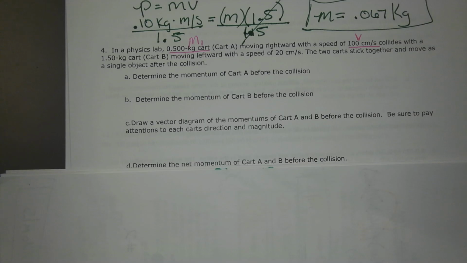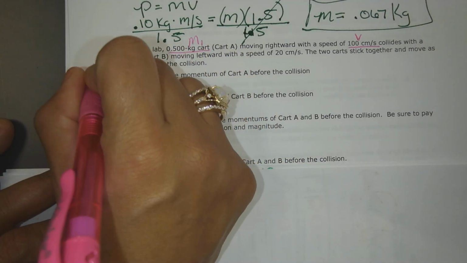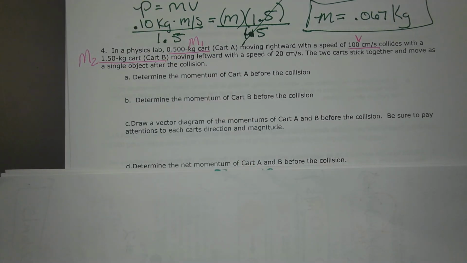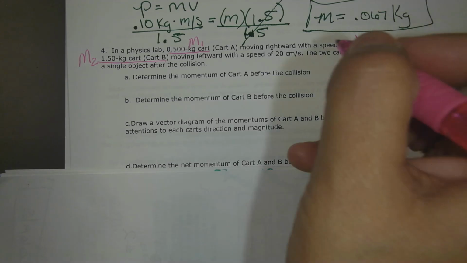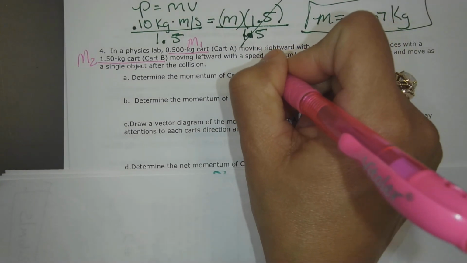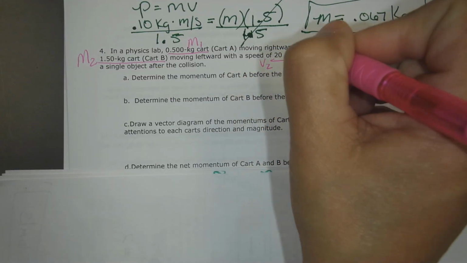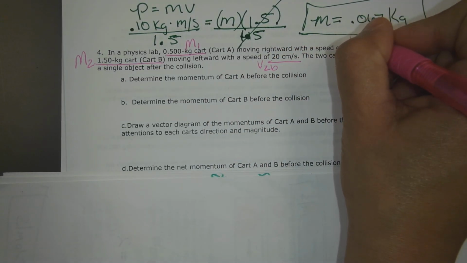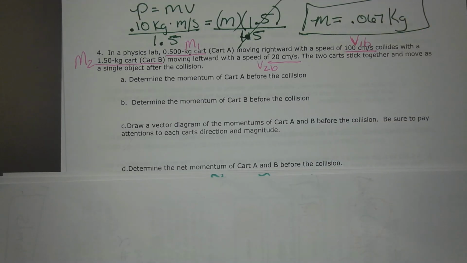It says here, now it's going to collide with cart B, which is heavier. So this is going to be M2, or object number 2, which is moving. I definitely know that it's a vector, it's moving to the left, but I'm going to call this velocity 2B, velocity 1B, before the collision for object 1, before the collision for object 2.